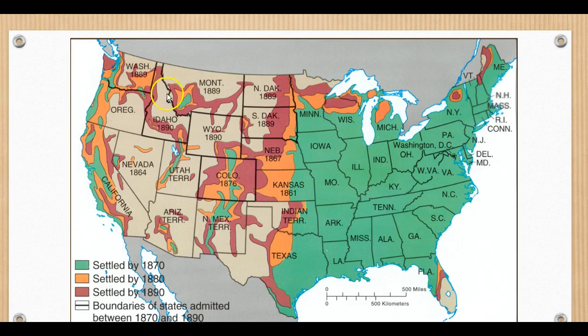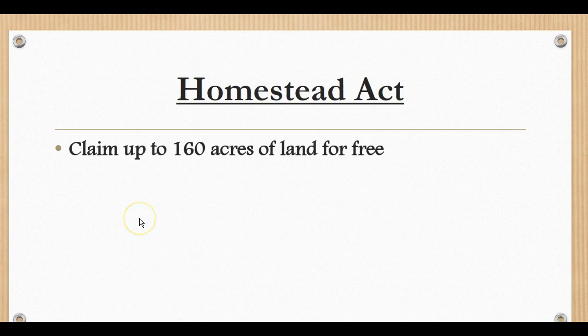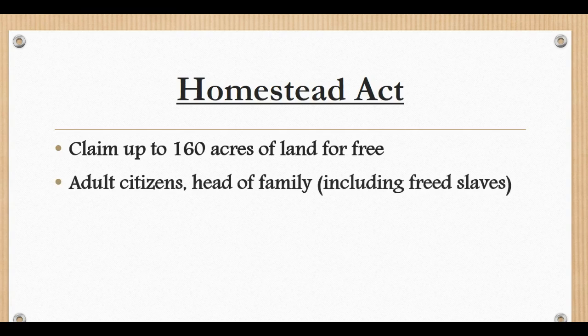Okay? Now remember that there are Native American tribes that live in here, and we are settling. White Americans are settling in these native lands. Okay, more on the Homestead Act. Now, a person can claim up to 160 acres of land for free underneath the Homestead Act.